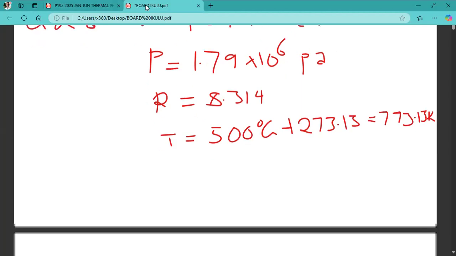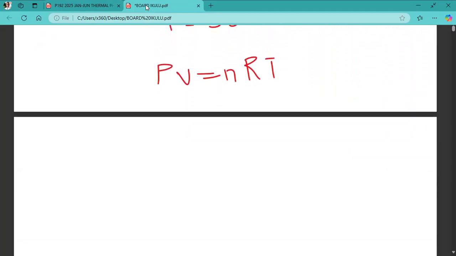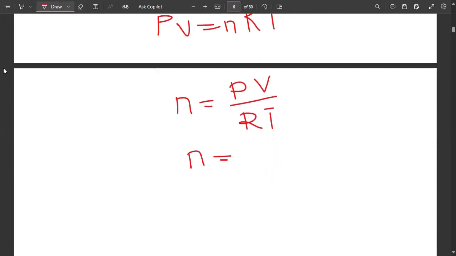So let's use the ideal gas equation. We'll say PV is equal to nRT, like this. Then from there, what are we going to do? We make n the subject of the formula, which will be equal to PV over RT. This is P, not R again, sorry. Okay, and this is going to be equal to what?